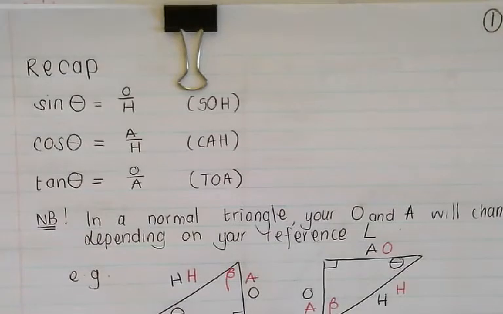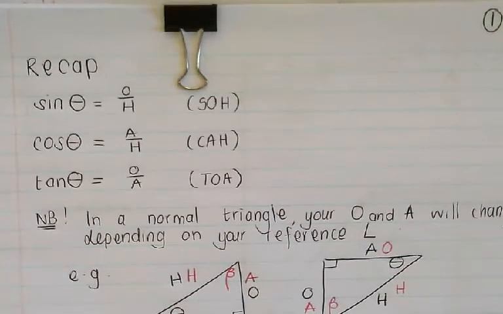Recap. We know that sine is opposite over hypotenuse. We know that cos is adjacent over hypotenuse, and we know that tan is opposite over adjacent, okay? And we dealt with this in a singular triangle, and we identified those sides.